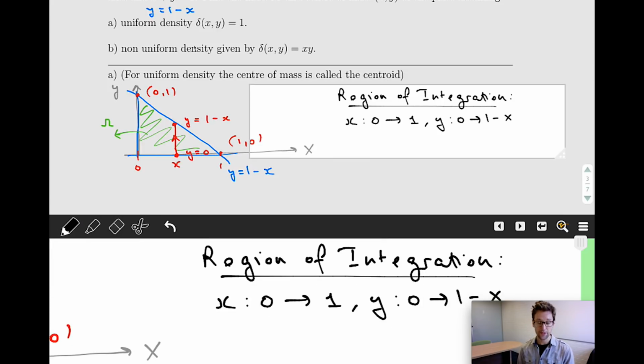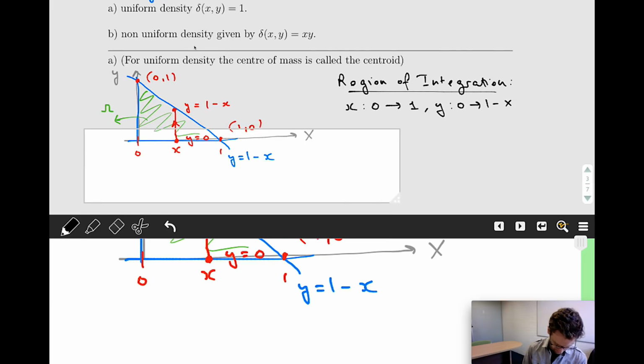Now what's nice about these integrals is that the region of integration doesn't change. We have to calculate a couple of different double integrals. The only thing that's changing though is the integrand. So let's start off by looking at the mass.